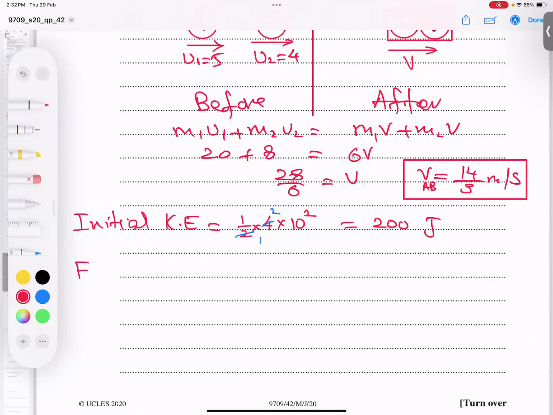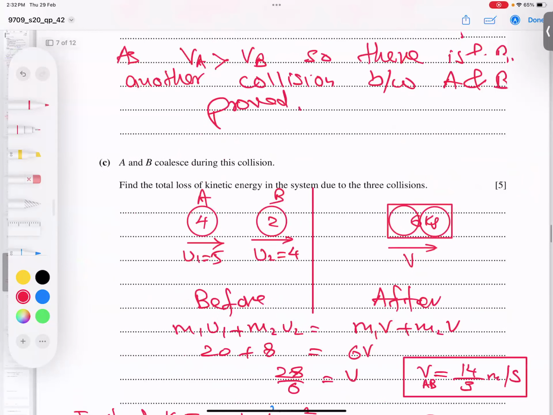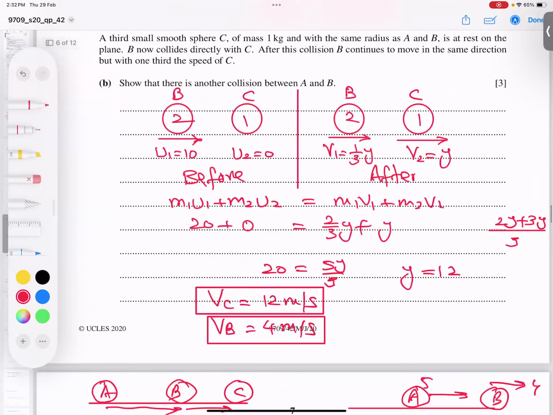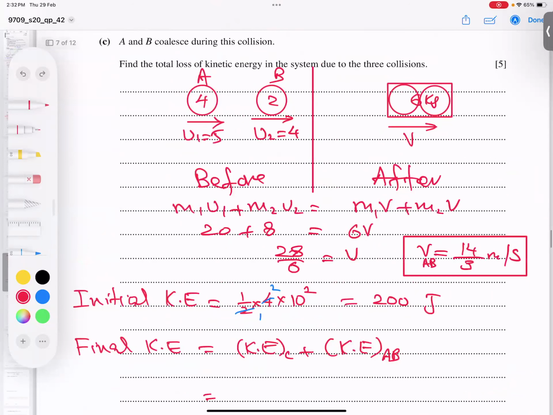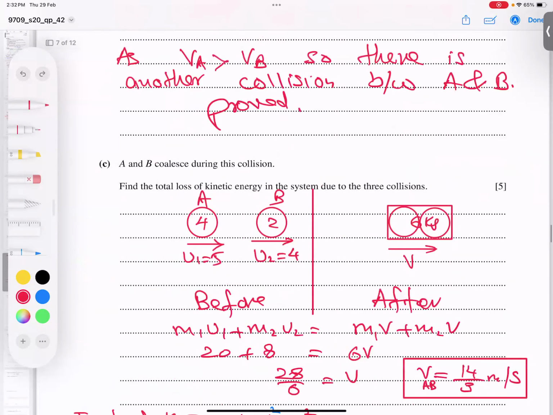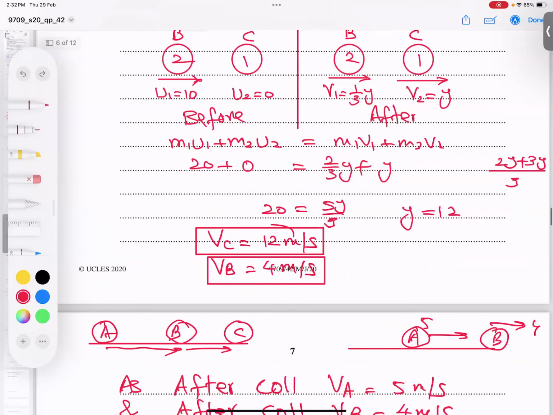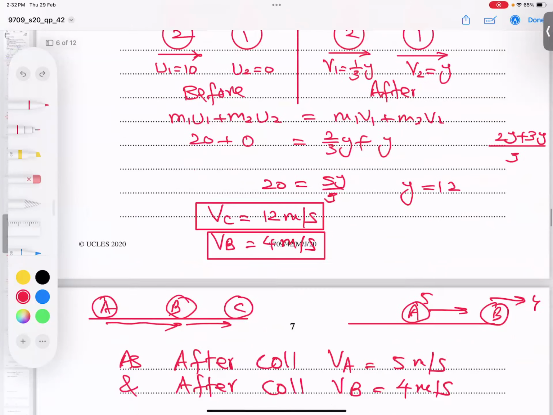Now I talk about the final kinetic energy of the whole system. Actually, we have 2 energies: one is the kinetic energy of C particle, and one is the kinetic energy of the combined AB particle. Some student can ask me, sir, why don't you take this energy also? No, because AB collectively includes B here, so I will not include it. Only C is separate. What is C? Final velocity, mass is 1, speed is 12. So I will take that as well.